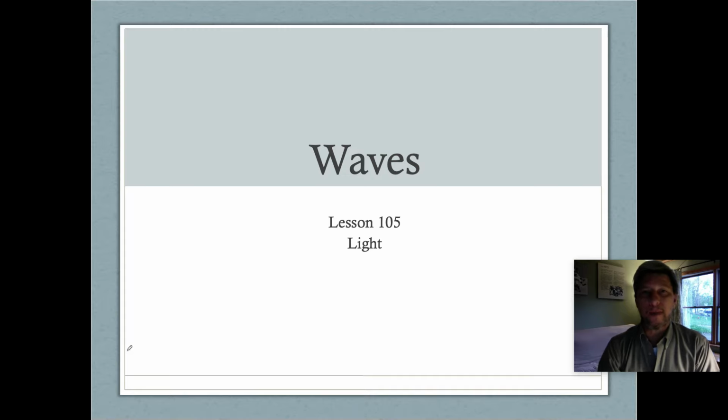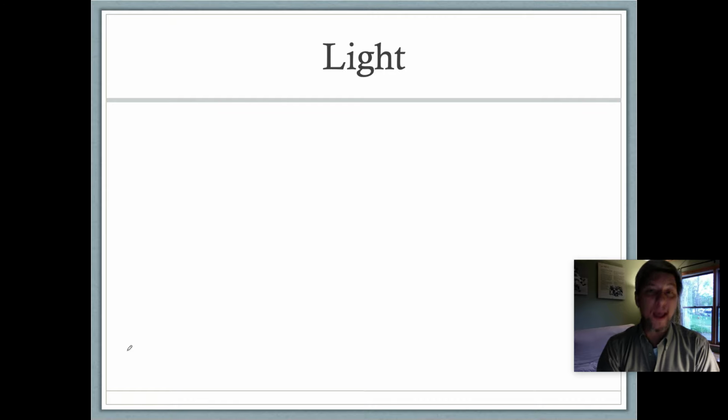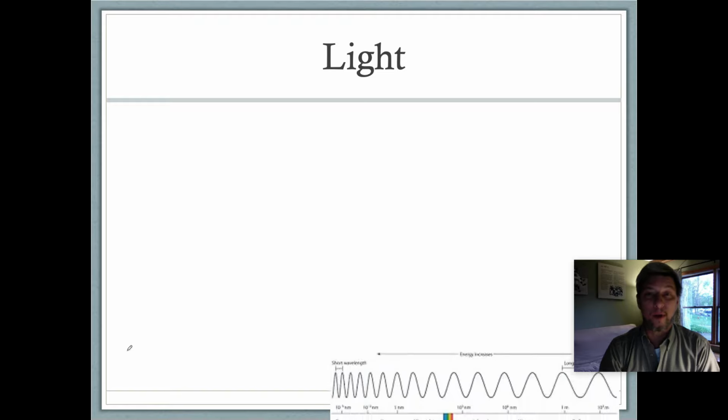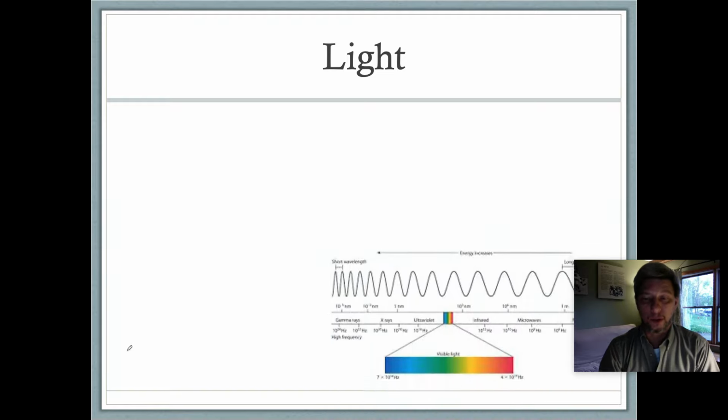Whereas sound is a mechanical wave that cannot travel through a vacuum, light is actually an electromagnetic wave, and it can travel through a vacuum. This is why we can see the sun and the other stars that are out there in the solar system.